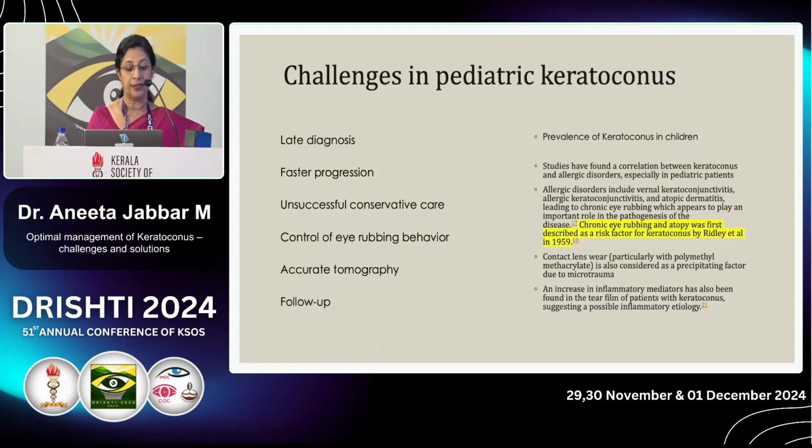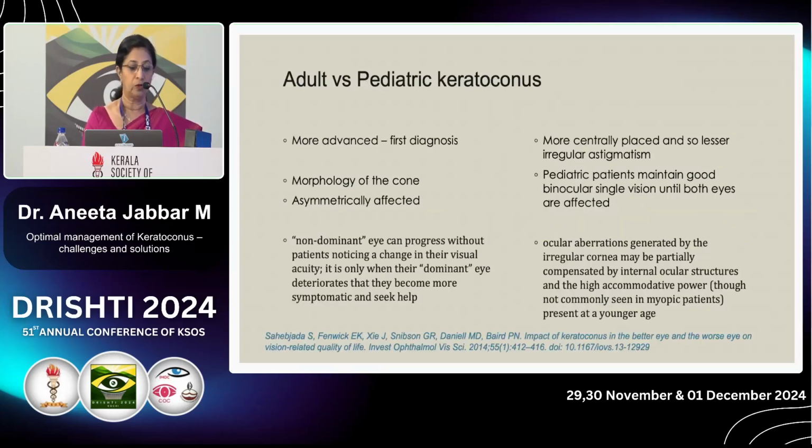So what are the challenges? Because they are coming late to us, there is also late diagnosis, and they will progress faster. There is unsuccessful conservative care. Way back in 1959, Ridley had described chronic eye rubbing and atopy as risk factors for keratoconus. So control of the eye rubbing behavior, which may not be possible sometimes. Accurate tomography also may not be possible, and follow-up also, maybe they will be lost to follow-up for many years.